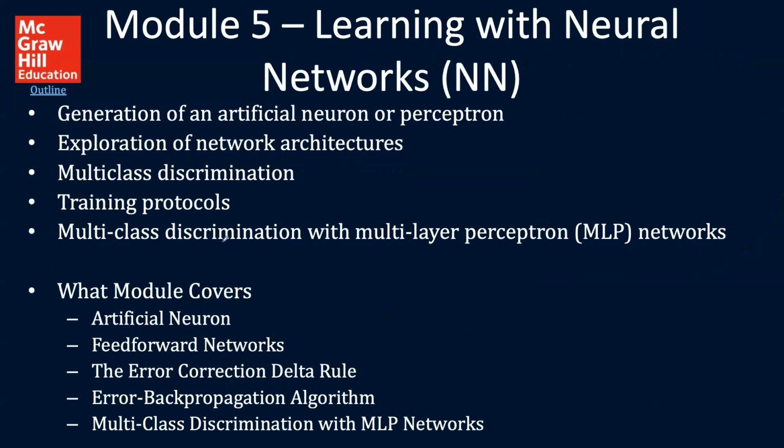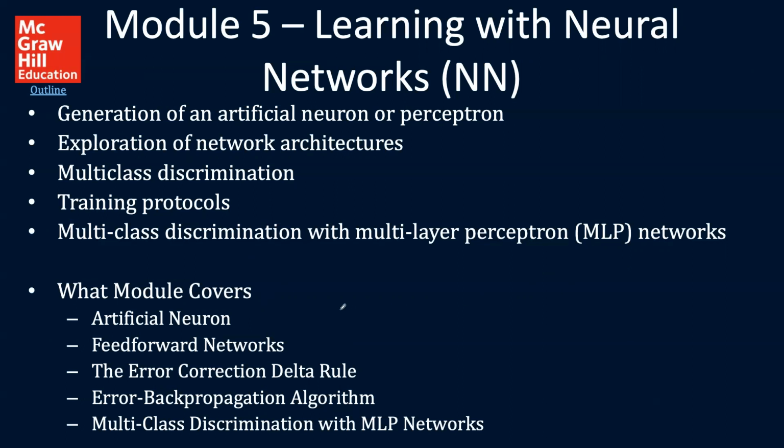In terms of the general outcomes, we want to figure out how to go about generating an artificial neuron, which is also called a perceptron. We'll be doing exploration of network architectures. We'll be looking at multi-class discrimination approaches. We'll look at training protocols, and finally, multi-class discrimination with multi-layer perceptrons, MLP networks.